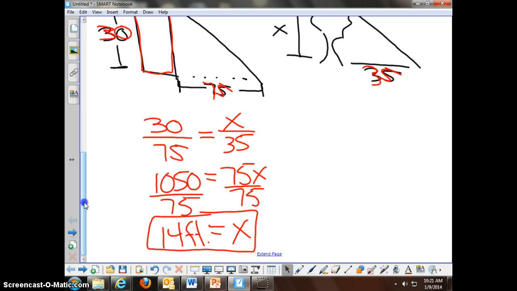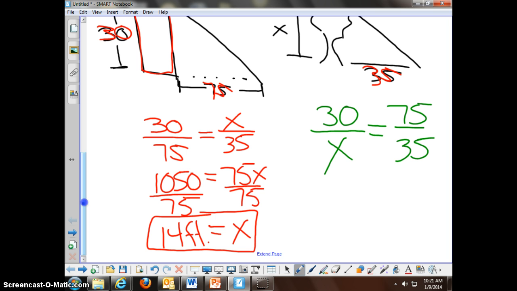Right. Okay, just for fun, could I set my proportion up differently? Instead, I could say the building is 30 feet tall and the tree is X feet tall, and set that equal to a 75-foot shadow of the building and a 35-foot shadow of the tree. Could I set my proportion up like that? Yeah. Are you still going to get 14 feet? Yeah. Sure are.